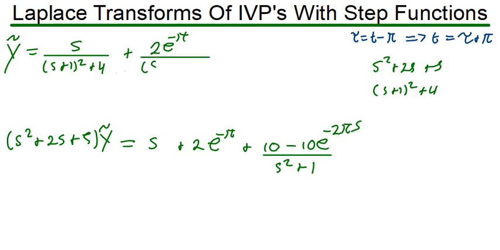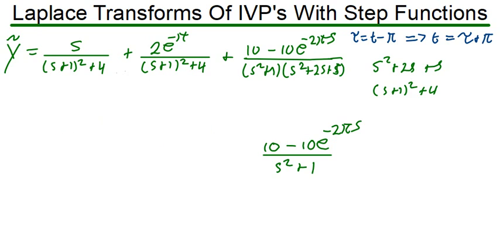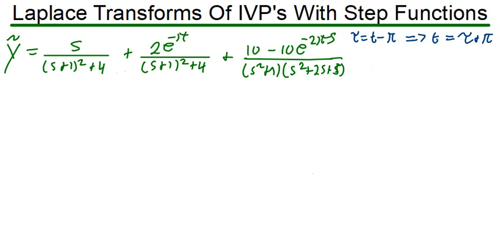So this is s plus 1 squared plus 4, plus, then for this part here, I'll just write it the way it is. So I'll have my 10 minus 10e to the minus 2 pi s. So divide everything by s squared plus 1, which is this one, multiplying s squared plus 2s plus 5, like that. Okay, so we're getting closer to the solution that we're actually looking for.